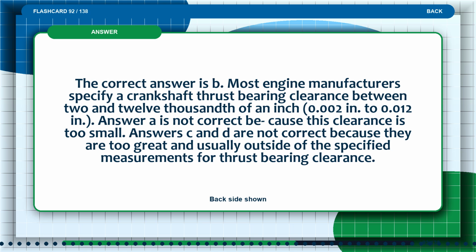The correct answer is B. Most engine manufacturers specify a crankshaft thrust bearing clearance between 2 and 12 thousandths of an inch, 0.002 inches to 0.012 inches. Answer A is not correct because this clearance is too small. Answers C and D are not correct because they are too great and usually outside of the specified measurements for thrust bearing clearance.